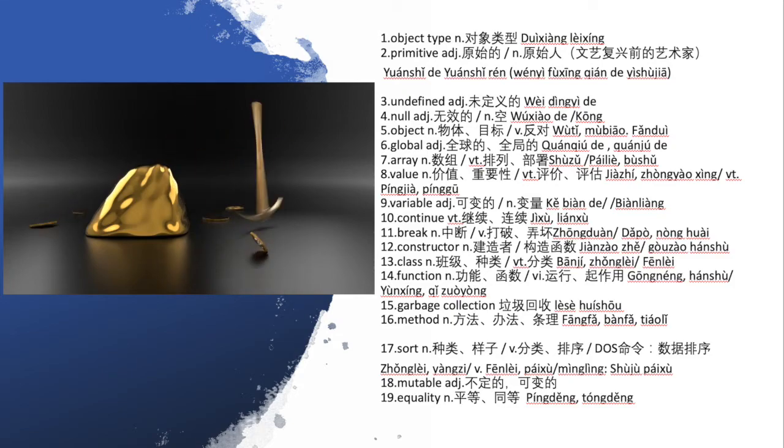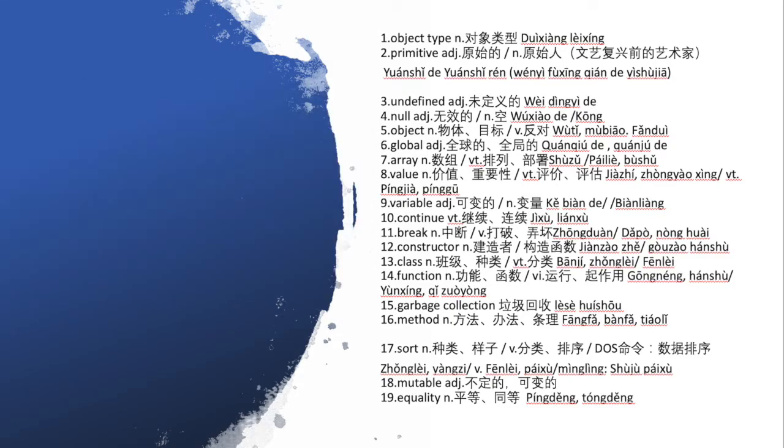The most commonly used word in Chinese. Variable, in math, you would see a lot of variables. So variable in Chinese is 可变的 or 变量. Remember the word 变量. 变量 is a noun, variable. And the adjective is 可变的. Continue in Chinese is 继续 or 连续.